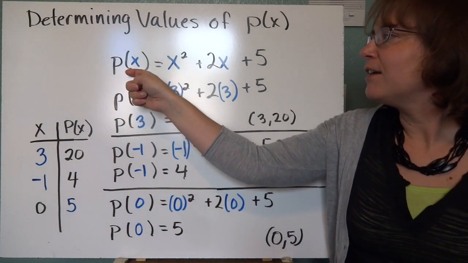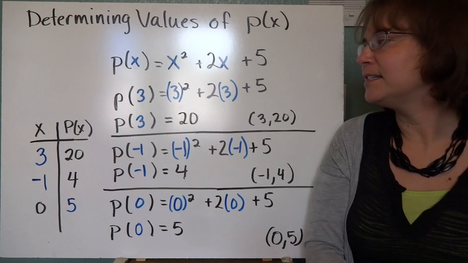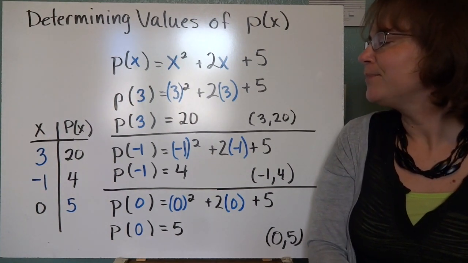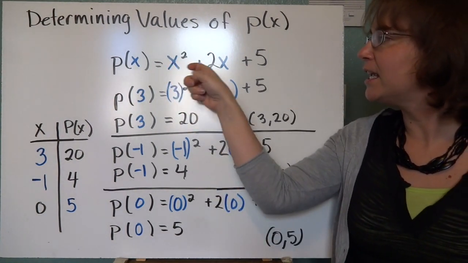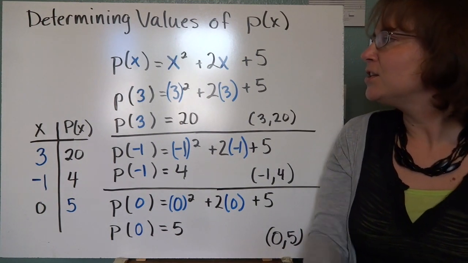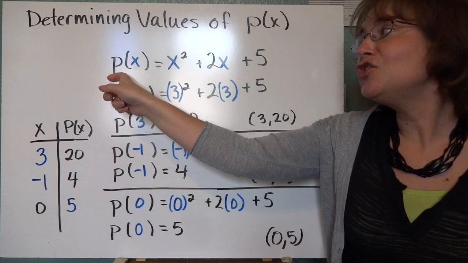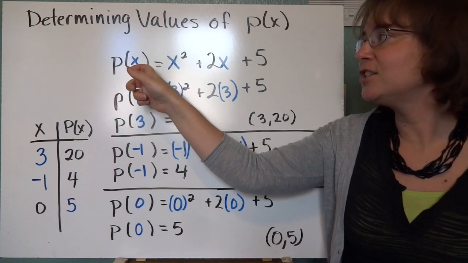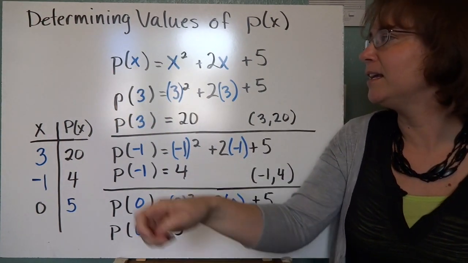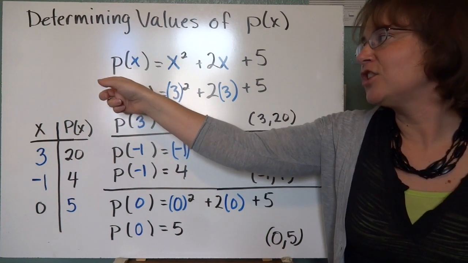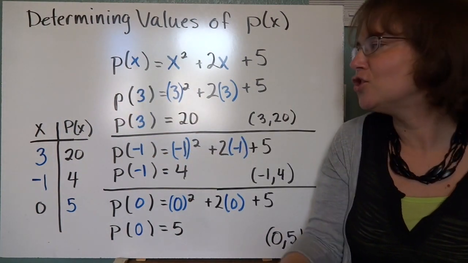So here, if I wanted to find out what p of x is equal to when x is equal to 3, I can go ahead and substitute a 3 in for all of my x's. So everywhere I see an x, I'm just going to substitute a 3. Now this does not mean p times x. This just means x is a function of p. So it's just functional notation that mathematicians use.